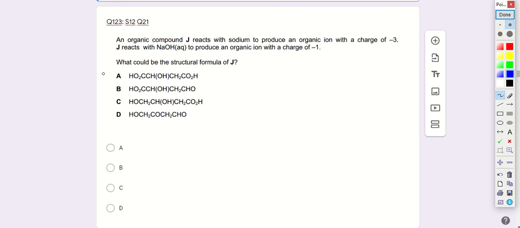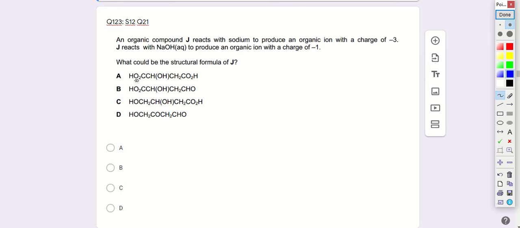Chapter 17, question 123. An organic compound J reacts with sodium to produce an organic ion with a charge of -3. Then when J reacts with aqueous sodium hydroxide, it will produce an organic ion with a charge of -1. Now let's look at the answers. Okay, these are possible structural formulas of J.